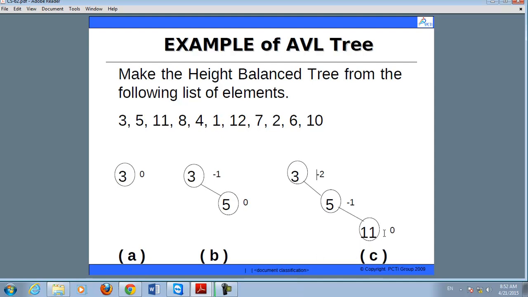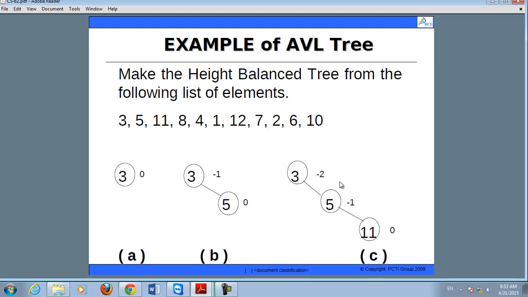Now find out the balancing factor. 11 is a leaf node, it means it has the balancing factor 0. The balancing factor of 5 is -1, that is 0 minus 1 equals -1, and the balancing factor of 3 is -2, that is 0 minus 2 is equal to -2.